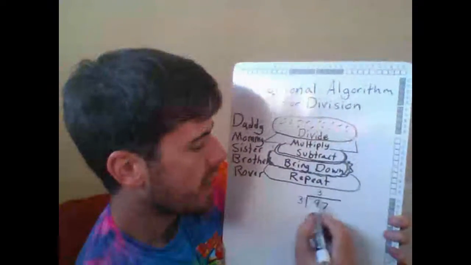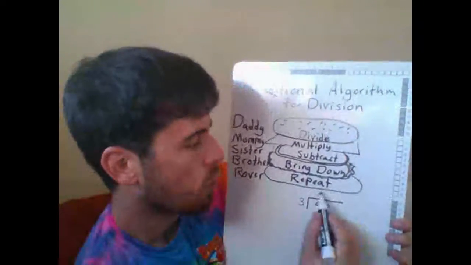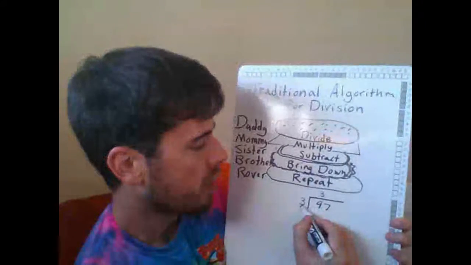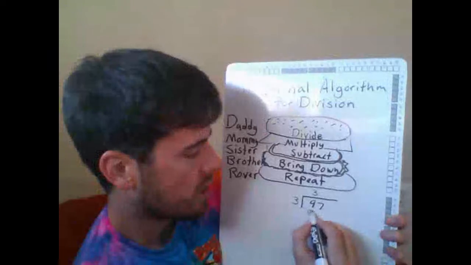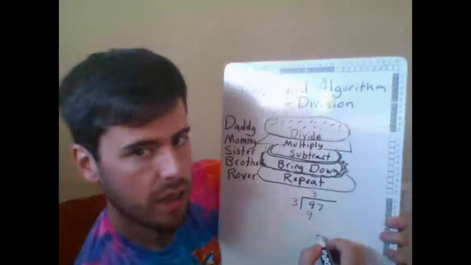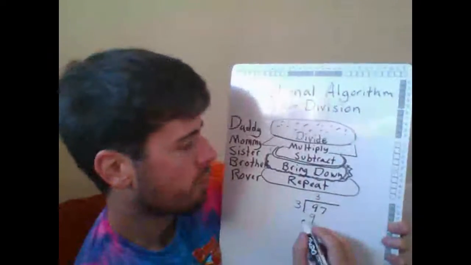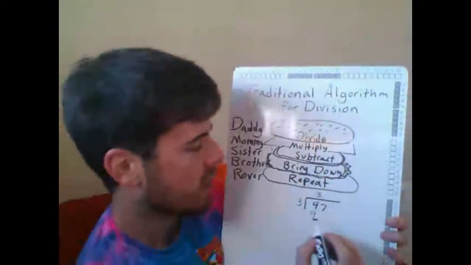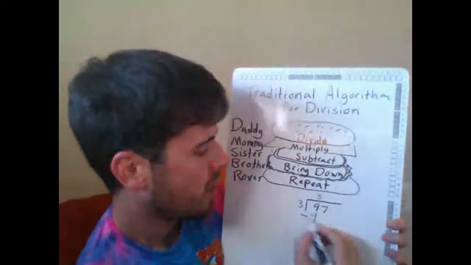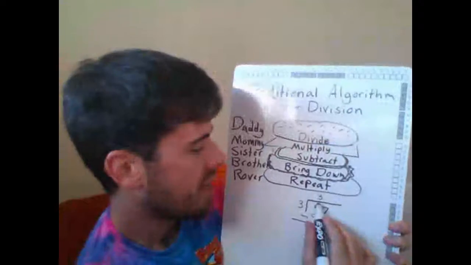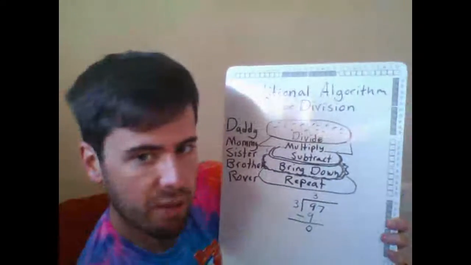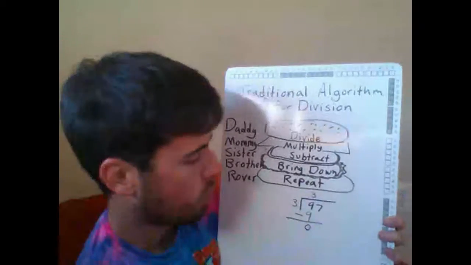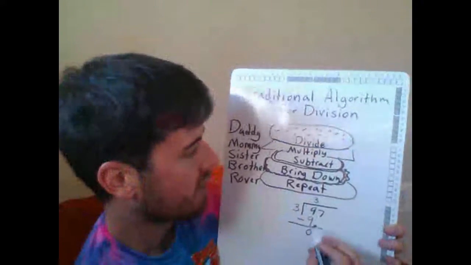We multiply our divisor by our quotient, and we're going to get a number down here that we're going to take away from our dividend. That's where the subtract part comes in. So we're going to take away 9 and we have nothing left over. That's where we're going to put our 0.